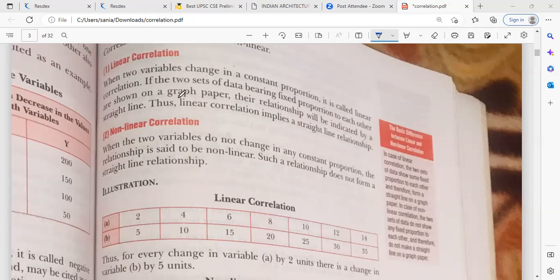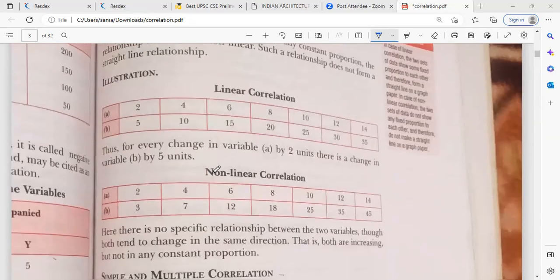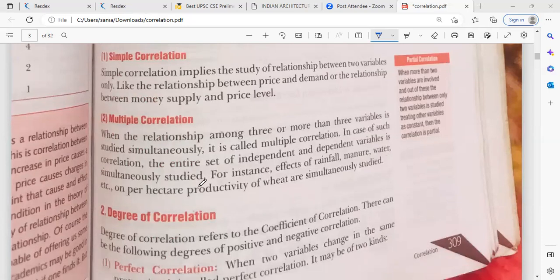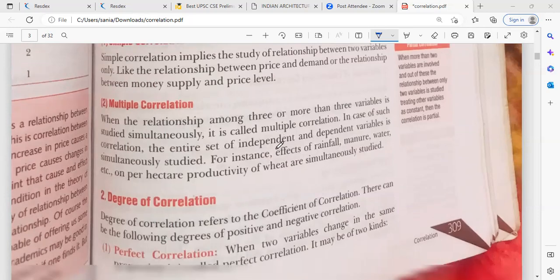Okay, so linear means that they are moving in constant proportion, and non-linear means they are not moving in constant proportion. Then there are simple and multiple correlations. Simple means it is only between two variables, like price and demand. But multiple correlation means there are more than two, three or more variables, right?